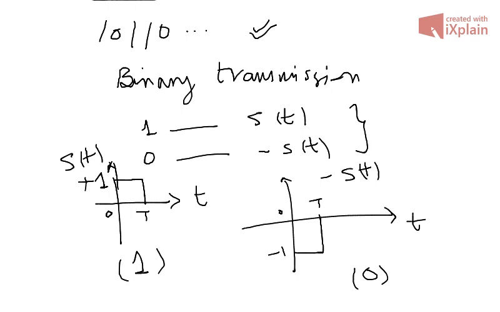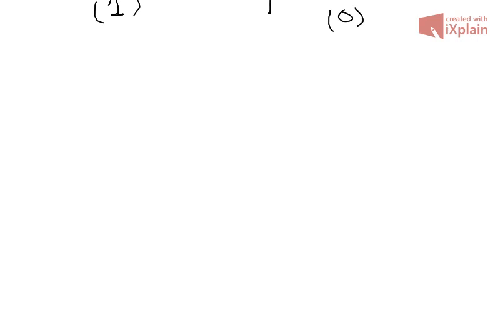When we transmit the signal with this opposite polarity, what we expect at the receiving end in a noisy channel is the received signal r of t, which is either plus or minus s of t plus the noise, additive white Gaussian noise, which adds up to our signal. So this is our received signal.